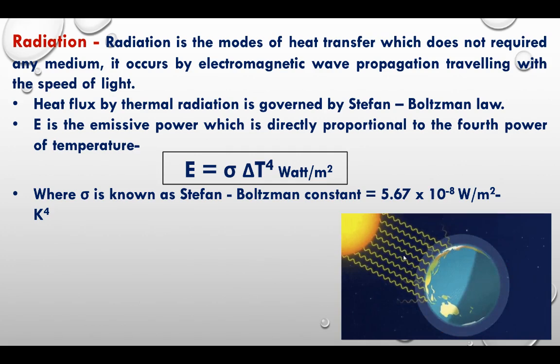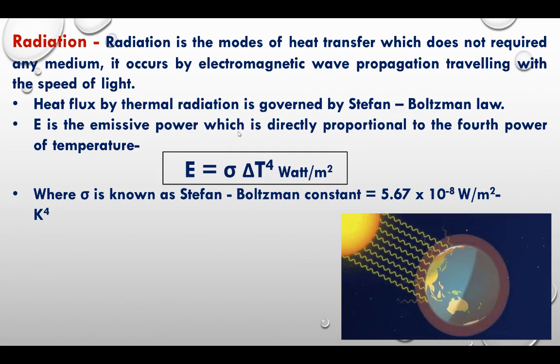A very good example is sun rays coming to the earth. You can see that when it is the summer season, sun rays directly hit the earth, and slowly the earth's temperature increases from morning to afternoon. So this is the best example of radiation, and this heat flux by thermal radiation is governed by the Stefan-Boltzmann law. There are two scientists. Someone might be confused that this is one scientist with the same name, but no, this radiation phenomenon was discovered by two scientists. One is Stefan and the second one is Boltzmann. They combined and came up with one law.